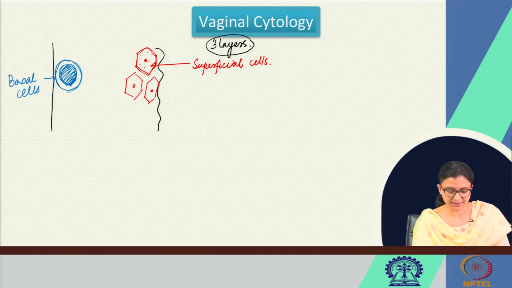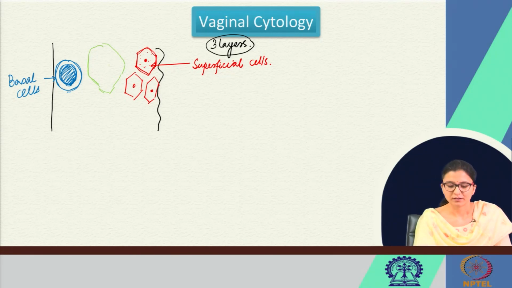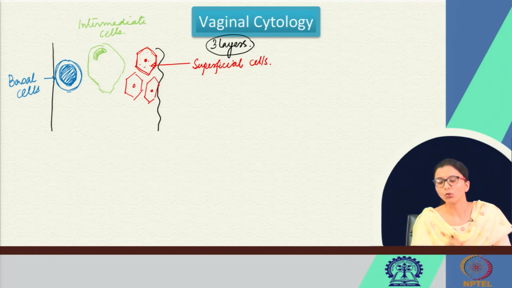And in between the superficial and the basal cell is the intermediate cell. They are somewhat round or oval, with no sharp borders between basal and superficial, with a boat-shaped nucleus or the vesicular nucleus, which is pushed to the periphery. These are the intermediate cells. So, we read the epithelium of the vaginal wall.